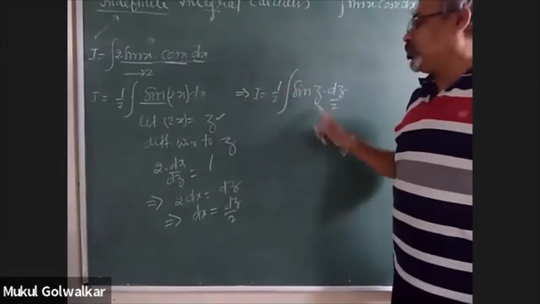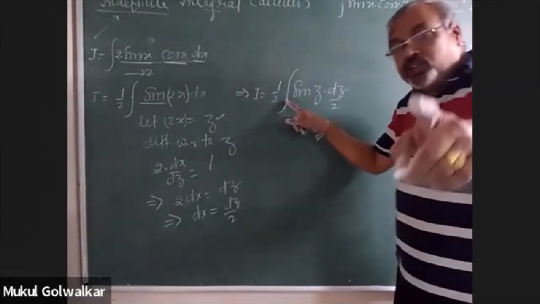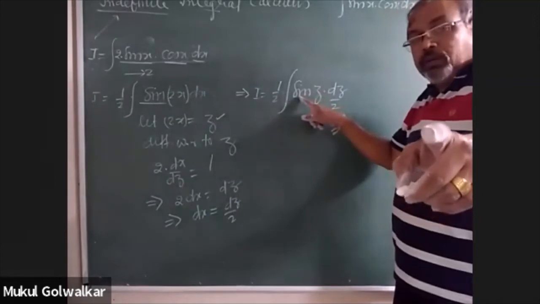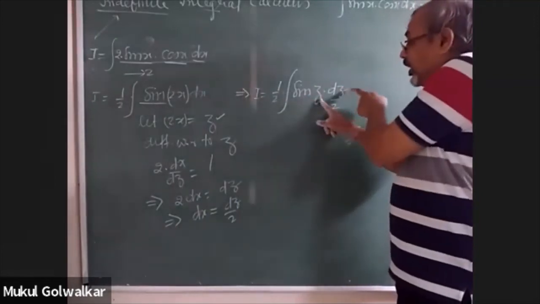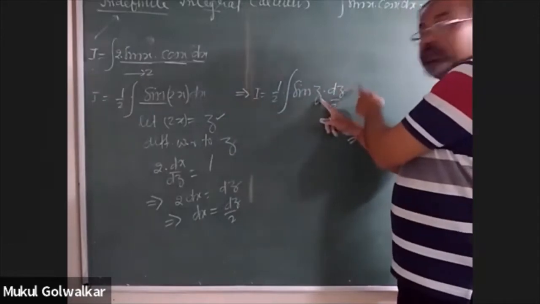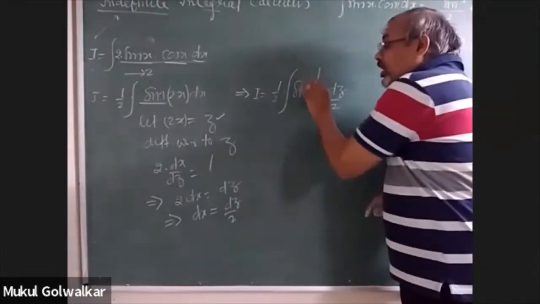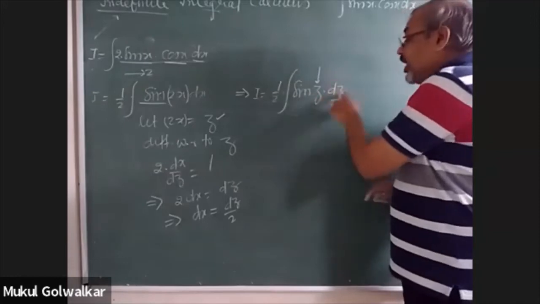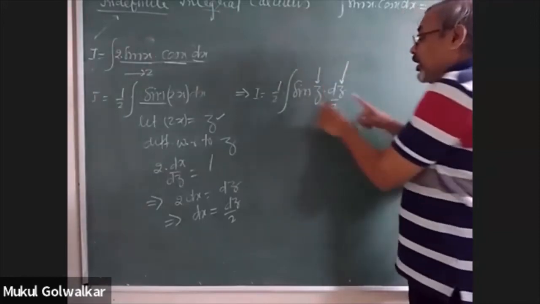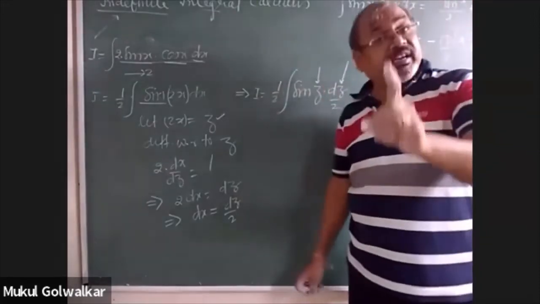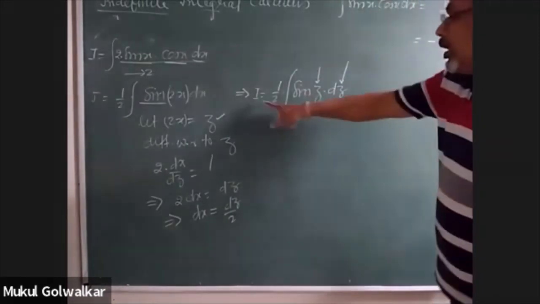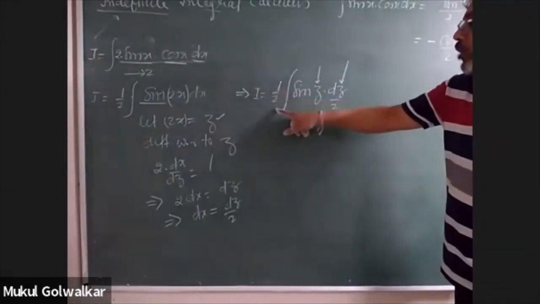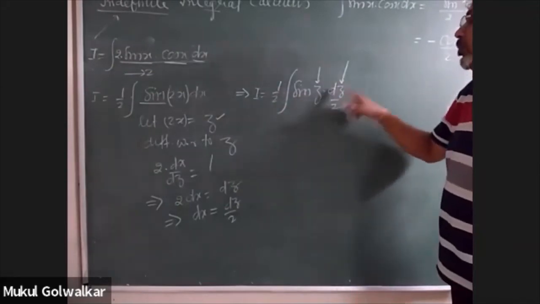And mind it well, students, before you integrate, you should make sure that whatever variable is contained in the function you are integrating, you are integrating with respect to the same variable. That means the variable associated with this function and the variable with respect to which you are integrating have to be exactly the same. They should not be different in any case. Okay. So now this becomes integration of 1 by 2 times sine z into dz by 2.